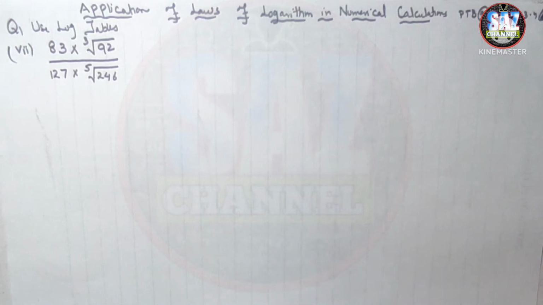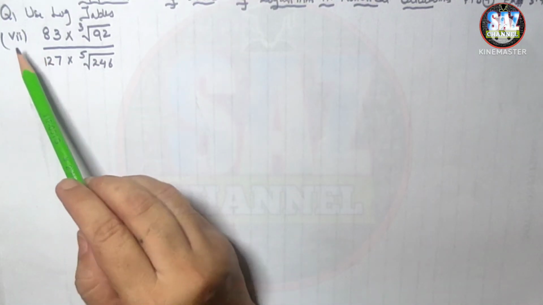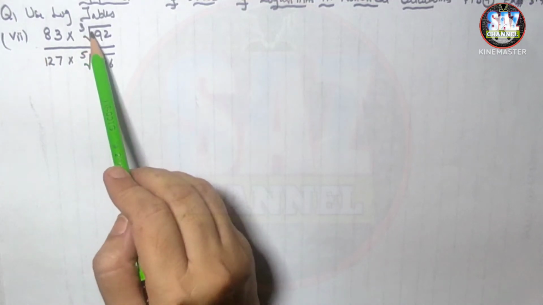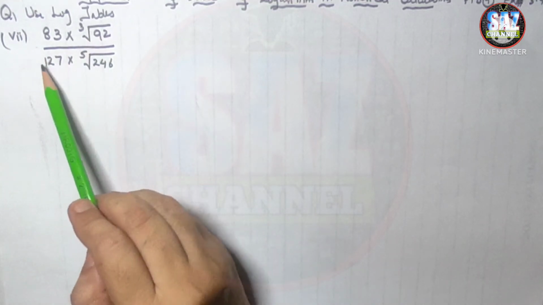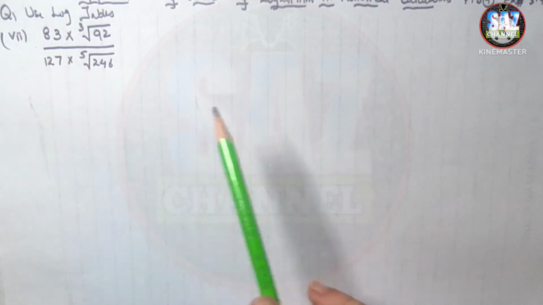So, keeping this point in mind, that the students are clear about how to take the log, how to take the antilog, and what the laws of logarithm are, we are going to solve these two parts of exercise 3.4. Recall my previous lesson on how to begin the question, but before that let me confirm the data: this is 83 multiplied by the cubic root of 92, upon 127 multiplied by the fifth root of 246.